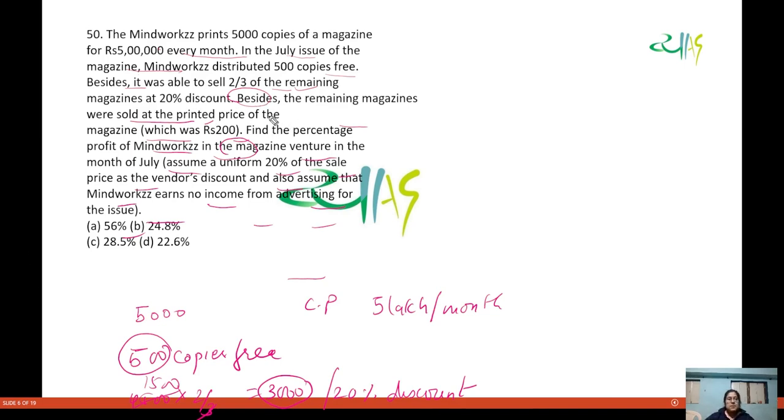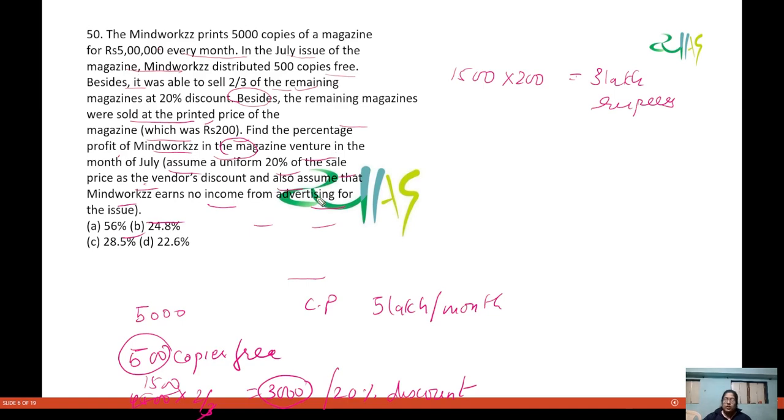Now, what is it saying? Besides, the remaining magazines were sold at the printed price of the magazine. So how many magazines are remaining? 1,500, and 1,500 magazines are sold at what price? At the printed price. So that is 200 rupees. So that means 1,500 into 200, when you do that, you will get how much? 3 lakh rupees. Fine. Now find the percentage profit of Mindworks in the magazine venture in the month of July.